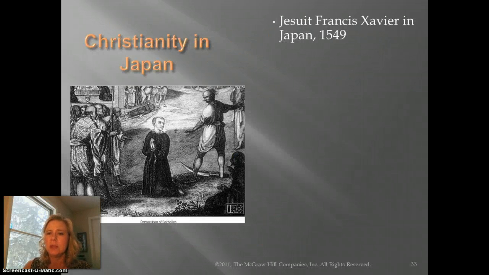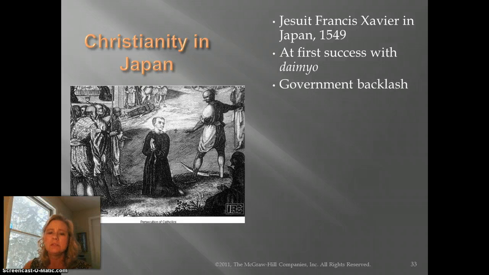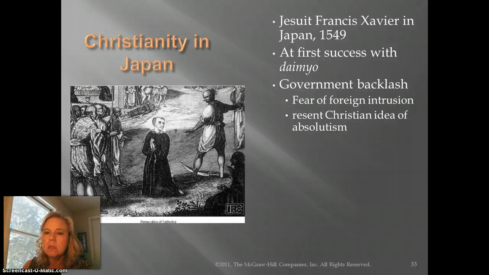So Christianity in Japan. Jesuit Francis Xavier went to Japan in 1549, and at first he found great success with the daimyo. In fact, many of them were claiming to convert to Christianity. However, some people think that perhaps they converted for trade benefits. There was a government backlash to this conversion of the daimyo and fear of foreign intrusion. They resented, as did the Chinese, the Christian idea of absolutism, that Christianity was the one and only way.